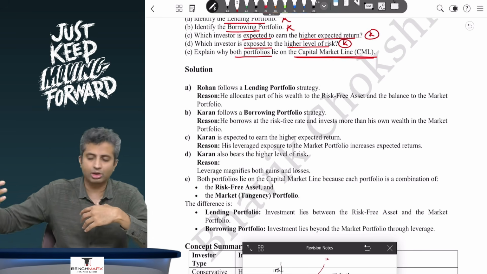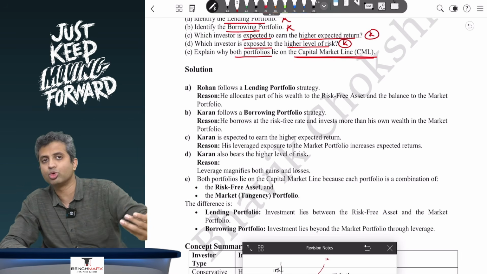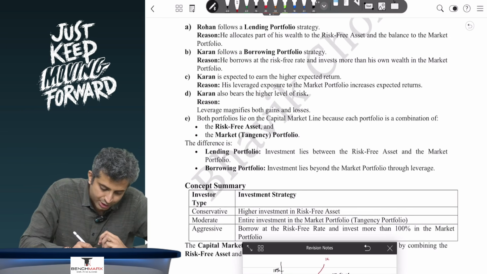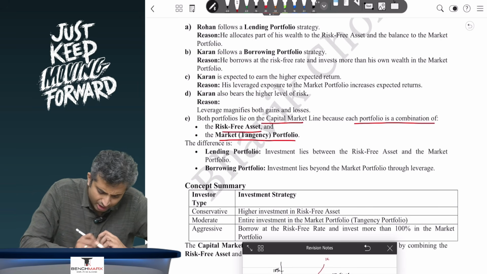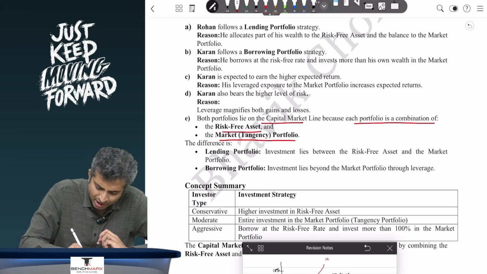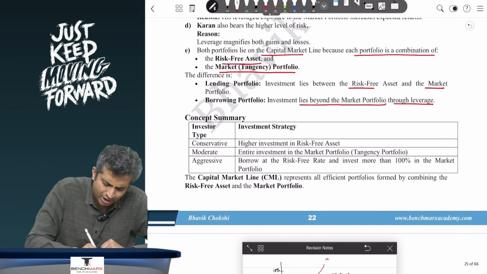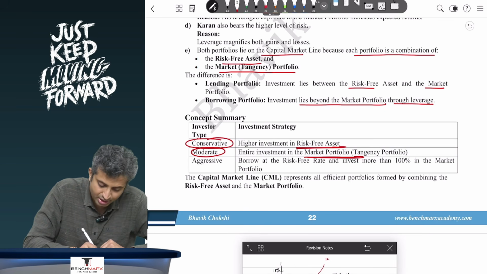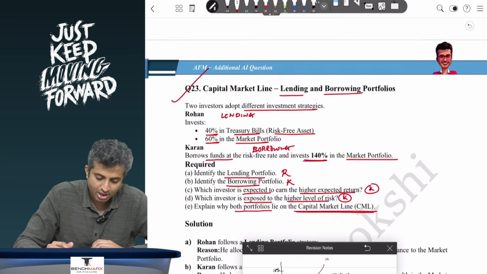Or if you want to increase your return, well, you should be willing to bear a higher risk, in which case you will borrow money at the risk-free rate and invest more, let's say around 140%, in the market portfolio. So over here, both portfolios are on the CML, because each portfolio is a combination of risk-free and the market tangency portfolio. The difference is the lending portfolio lies between the risk-free asset and market, and borrowing lies beyond the market portfolio through leverage. A moderate investor will invest in the market. A conservative investor will put a higher investment in the risk-free asset. An aggressive investor will borrow at the risk-free rate and invest more than 100% in the market.